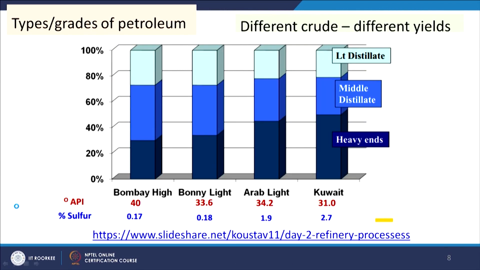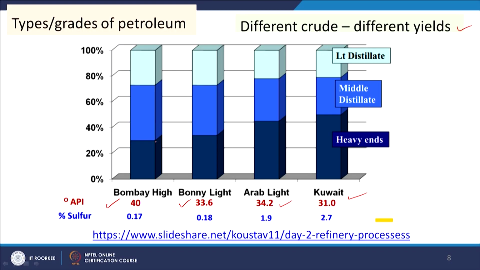Now, what we will see is that different crude oils will give us different yields. So, you see some examples: Bombay High, Bonny Light, Arab Light and Kuwait. If we take crude oil from these different sources and refine it, we will not get the same type of products.